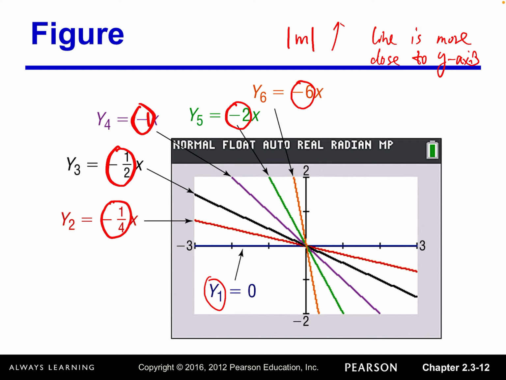So for positive lines and negative lines, we can draw the same conclusion. As the absolute value of the slope increases, the line is going either upward or downward faster, and the line shows up closer to the y-axis.